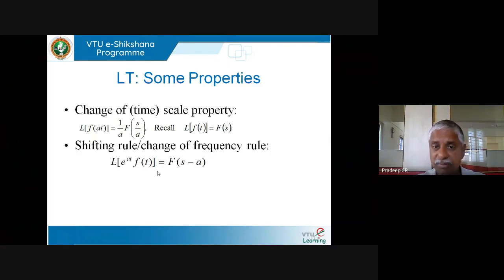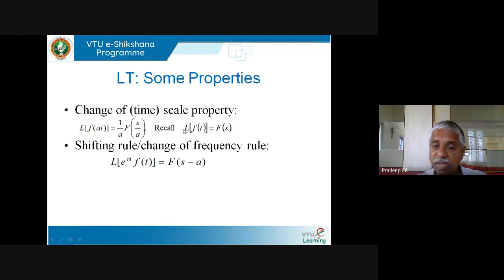The next few rules which I am telling you, the next three of them to be precise, are all very important from your examination point of view and even from the application point of view. The rule is change of frequency. It's also called shifting. It is the following: Laplace of e^(at) f(t) is F(s-a). What does this mean? Let's try to understand this.